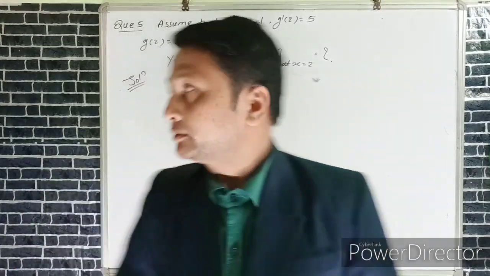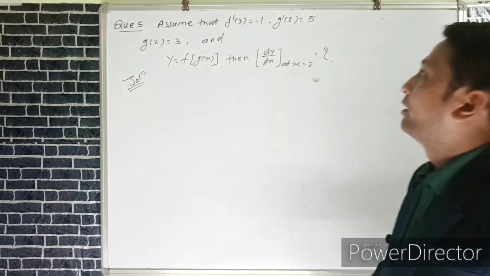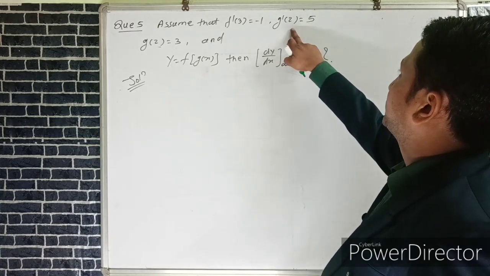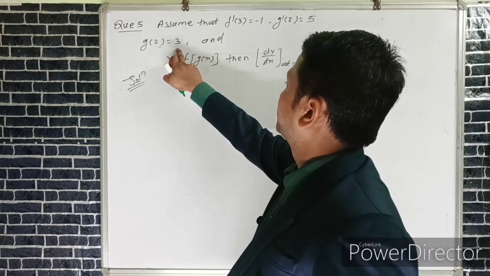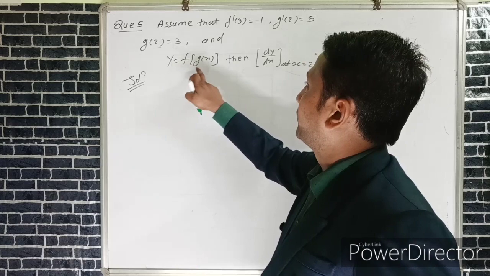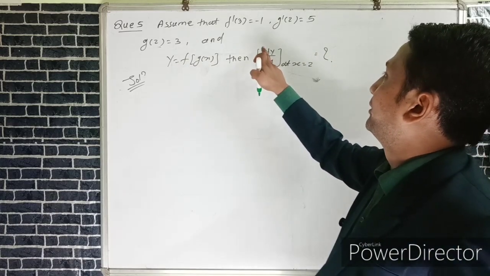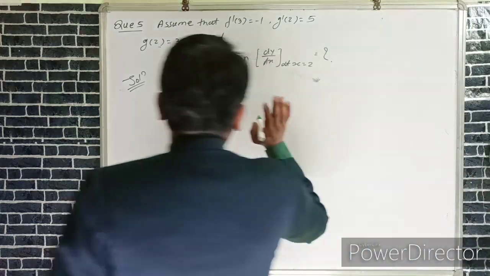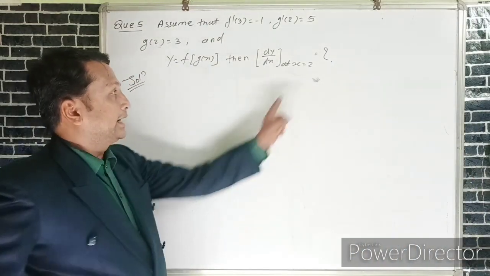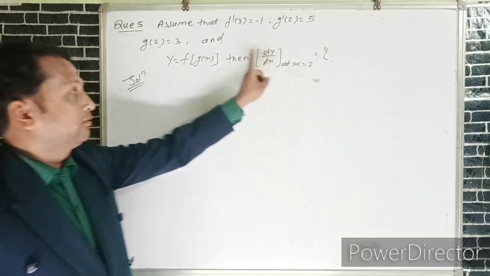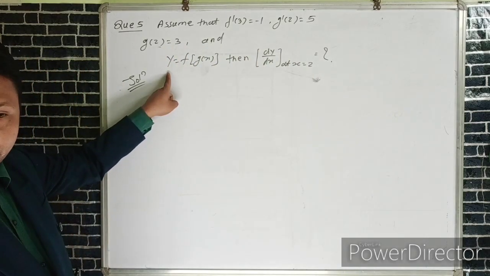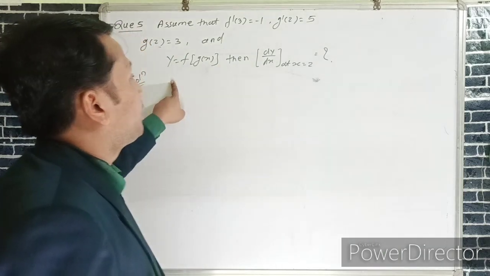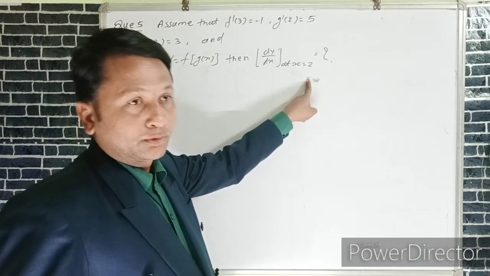In the next question, question number 5, given that f dash of 3 is equal to minus 1, g dash of 2 is equal to 5, g of 2 is equal to 3, and y is equal to f of g of x, then we have to find the derivative of y with respect to x at x equal to 2. If we have to find dy by dx at x equal to 2, then we have to first find dy by dx. After that, if we replace the value of x with 2, then we get the required value of dy by dx at x equal to 2.